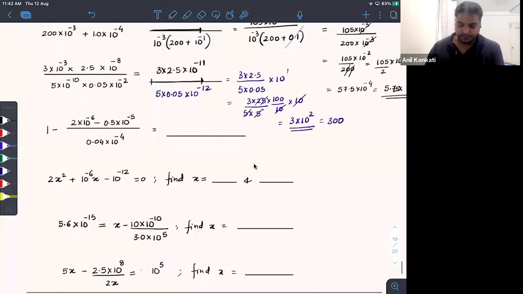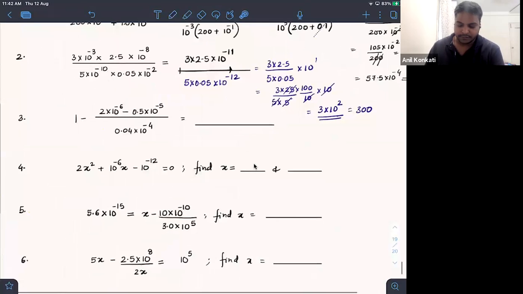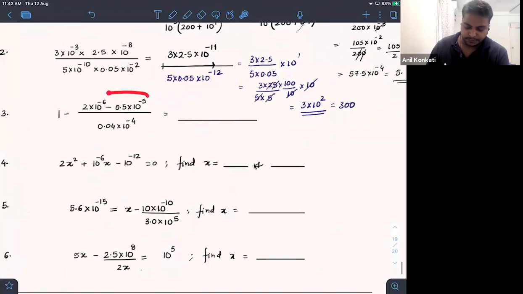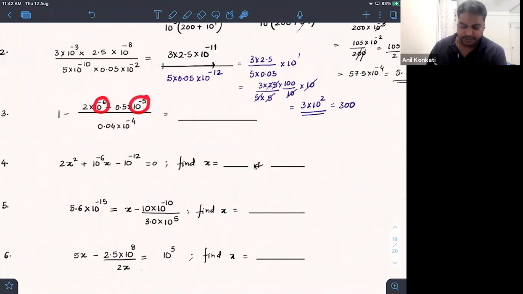Next one. If you look at the third one, here 10 raised to power of minus 6 है, 10 raised to power of minus 5. So I can take one thing common. I can take 10 raised to power of minus 6 मैंने common ले लिया समझो. So 2 रह जाएगा. यहाँ पर minus 6 कैसे बनाएंगे? This will become 0.05.